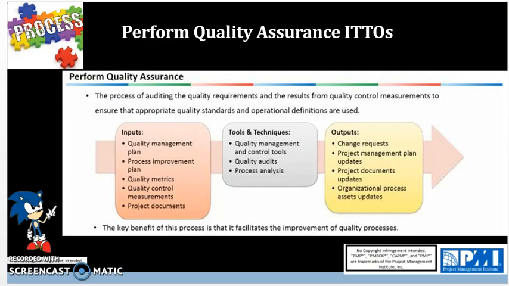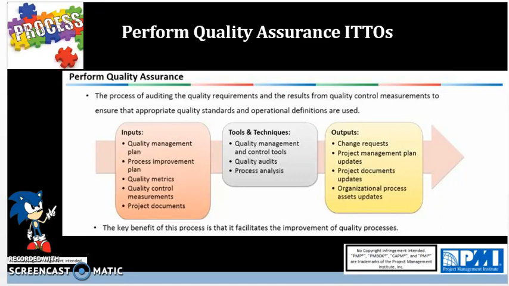So the output now for perform quality assurance, very important, is you will have change requests, because since issues will be found in the auditing process, this will require a change in a current standard operating procedure or organizational process asset to reflect the steps taken to mend the problem. Then you'd have project management plan updates, because now you're updating all of your quality management plans, performance improvement plans, and process improvement plans, and updating all of that to reflect any changes that we might have. Project document updates and OPA updates.